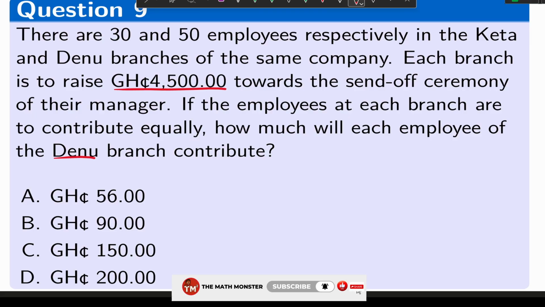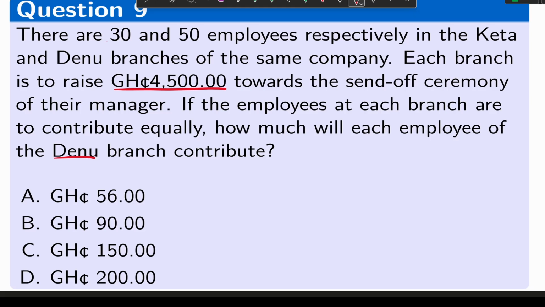Now let's find the number of employees at the Denu branch. From the question, we have been told that there are 30 and 50 employees, respectively, in the Keta and the Denu branches. The first number will correspond to the employees in the first branch, and the second number is going to correspond to the number of employees in the second branch, right? So the number of employees in the Denu branch is 50.